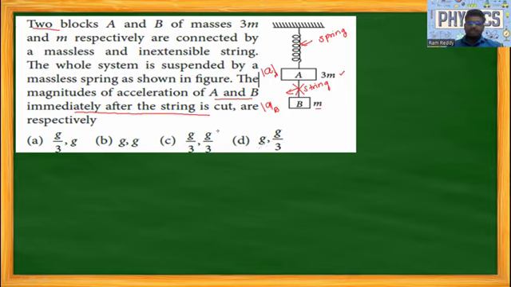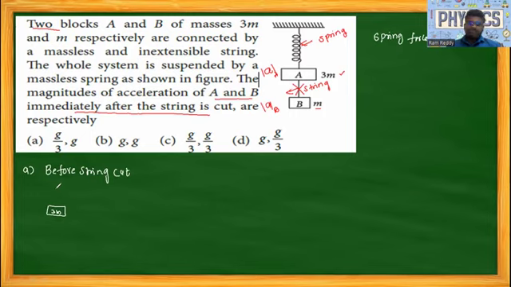Now here we have to know the spring force. Spring force F is equal to kx. This we have to know. Our problem we can categorize into two parts. The first one is before the string is cut. What is the free body diagram for the 3m mass?